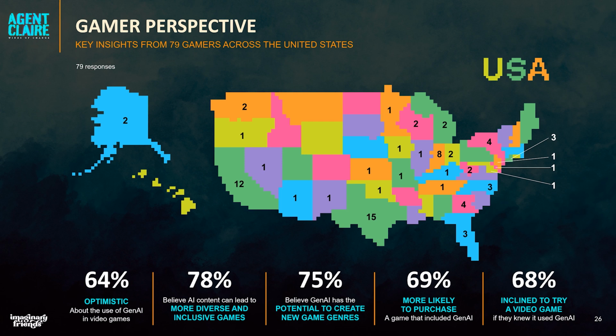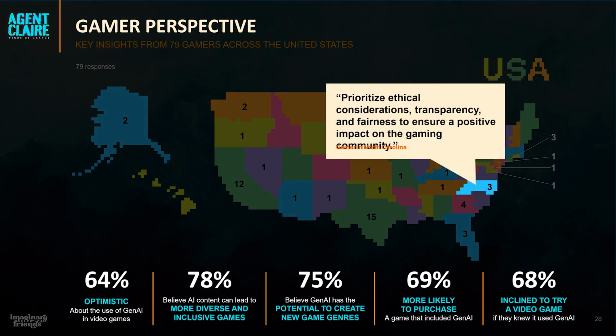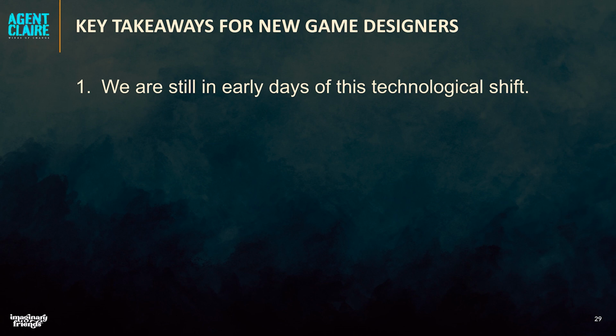When asked if they had any suggestions for video game developers on how to use AI in their games, one said, "I'd suggest video game developers ensure that AI implementation enhances gameplay, respects player agency and transparency, and transparently discloses its role in the gaming experience." And another in North Carolina suggested prioritizing ethical considerations, transparency, and fairness to ensure a positive impact on the gaming community. So what do all these highlights mean for new gamers, game designers?